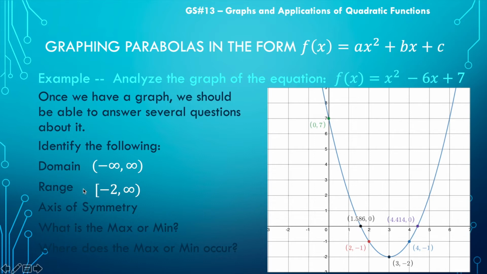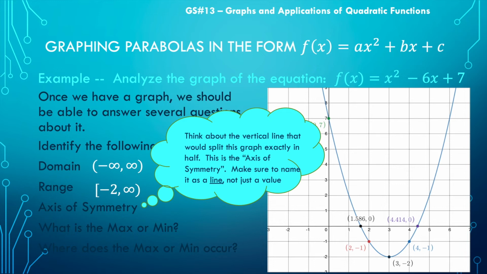How about the axis of symmetry? Okay, the axis of symmetry is a vertical line that would split the graph exactly in half. Make sure when you talk about the axis of symmetry that you name it as a line, not just a value. It's kind of like people that get upset when you call them by their last name, but not like Mr.